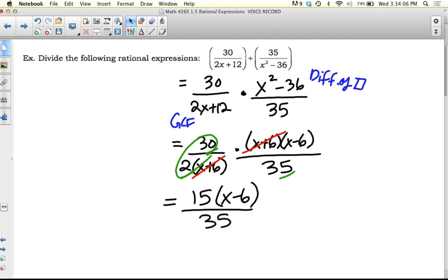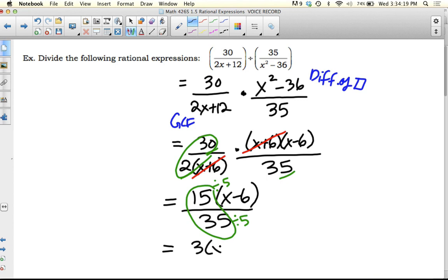Now, 15 and 35, those can still reduce. I'm going to divide top and bottom by 5. Okay, and I get 3 times x minus 6 over 7, and that's the final answer.